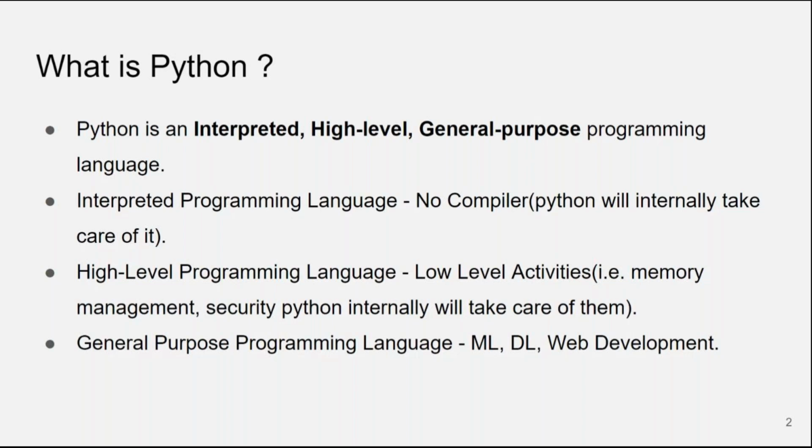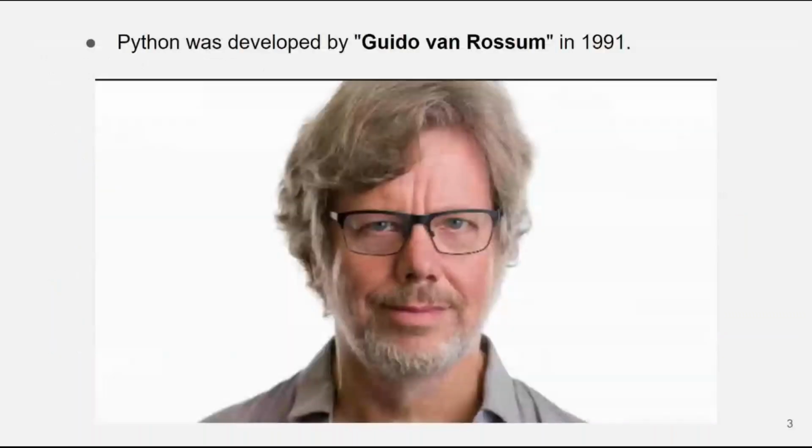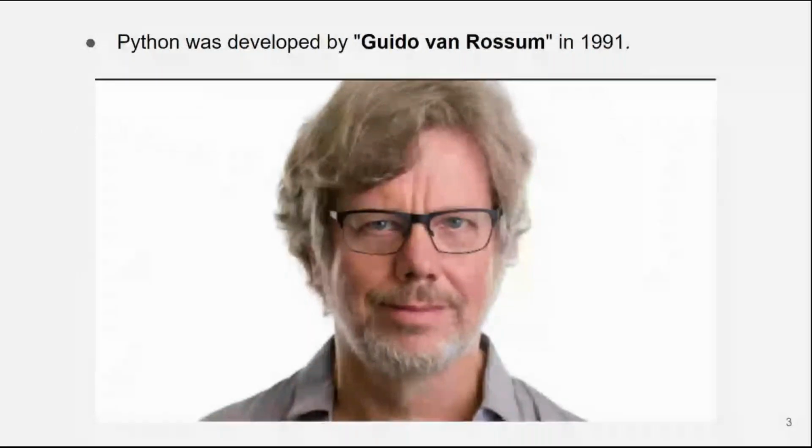All right. So let's move on. We'll also revise, or if you have any queries, you can ask me at the end of the session. So moving on, Python was developed by Guido van Rossum in the year 1991. All right. So he is known as the father of the Python programming language. He is the person who developed the Python programming language.